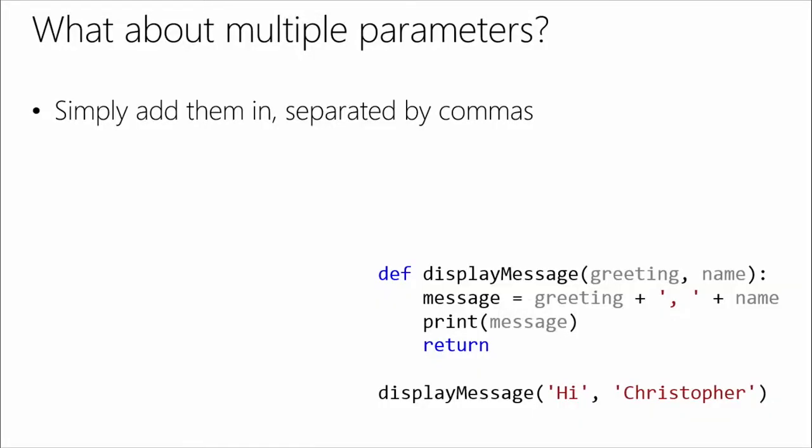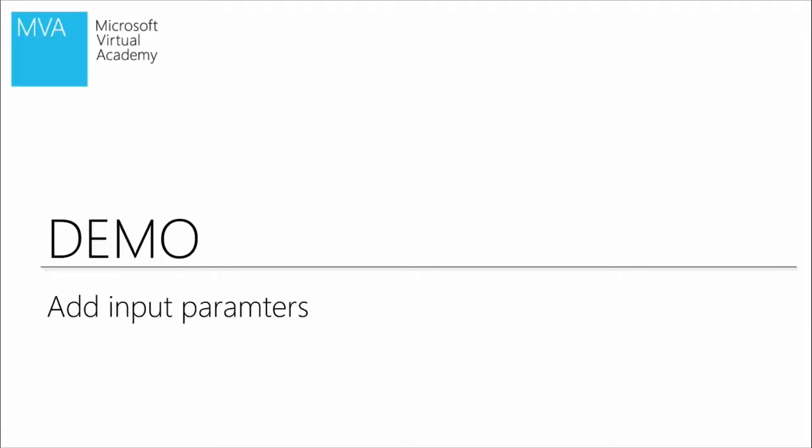Okay, so with that, let's keep going with our parameters here. What about multiples? Well, you can absolutely add multiple parameters by simply separating them with commas. That's it. So just define display message, greeting and name, concatenate that together, and you'll notice that we can just print that out like that.